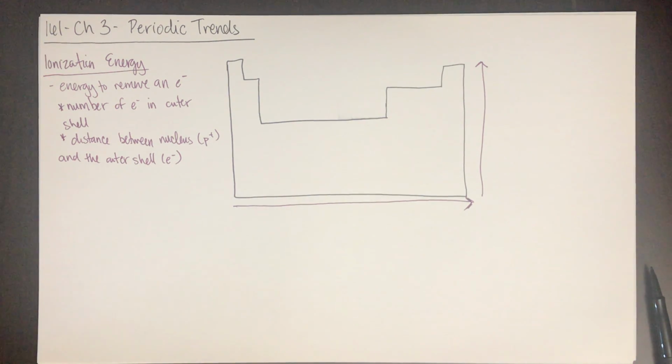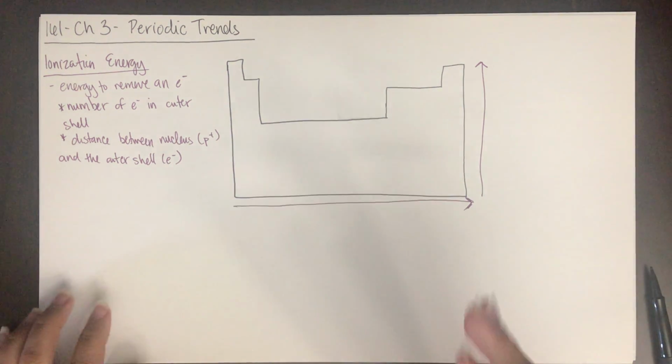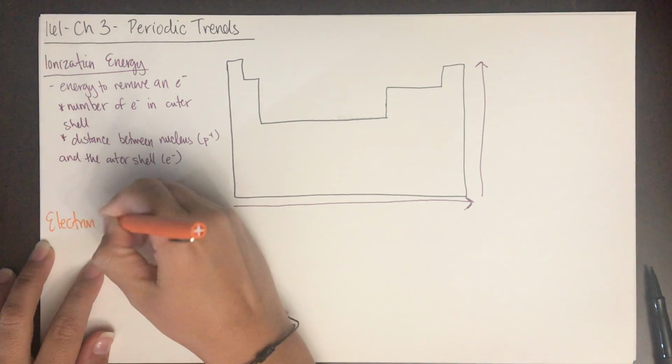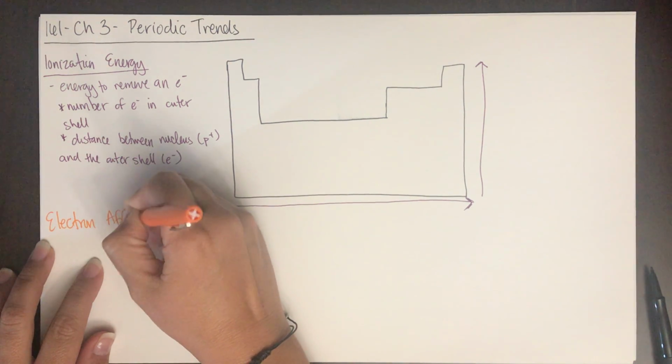So the next trend that we'll talk about is something called electron affinity. And electron affinity has the same trend, but it has a different definition. So I'm going to write electron affinity.